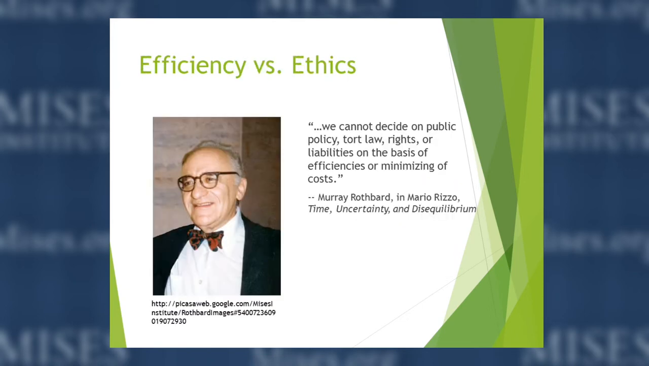Murray Rothbard said, we cannot decide on public policy, tort law, rights, or liabilities on the basis of efficiencies or minimizing of costs, which is another problem with trying to craft government policy to achieve efficiency. We're ignoring the importance of property rights. We're acting as though these can just be willy-nilly moved around by courts. Now, what do we do about actual real-life environmental problems where if we're not going to have the government regulate, if we're not going to have the government tax or subsidize to try to resolve an externality problem, what do we do? How does a solution get arrived at that doesn't violate Rothbard's ethical concerns or require us to make decisions about subjective value that we can't have any information about?